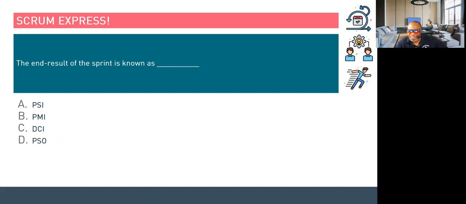Now, I don't expect them to give you acronyms on the exam, but you should be able to distinguish which one is fact from this. Go for it.